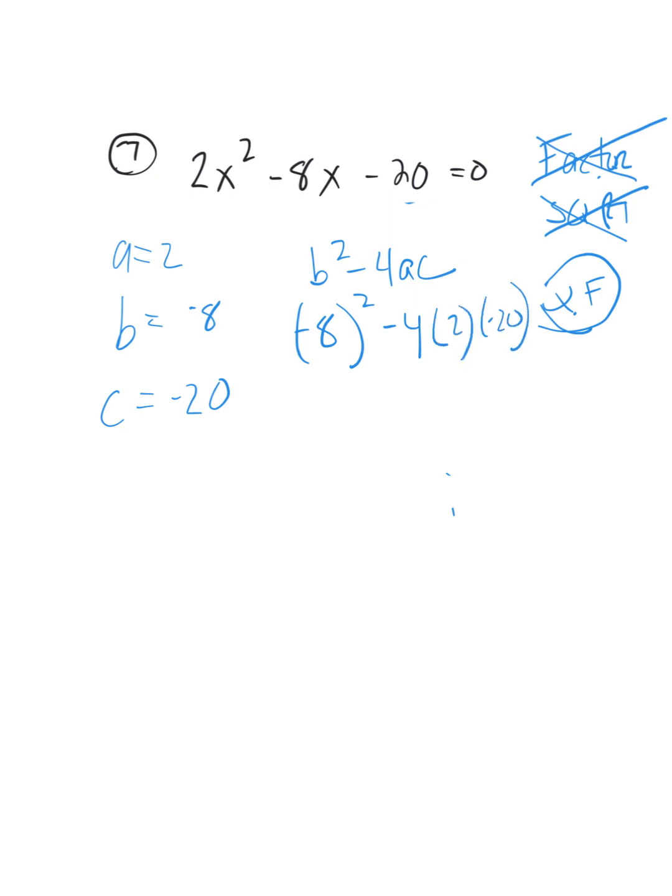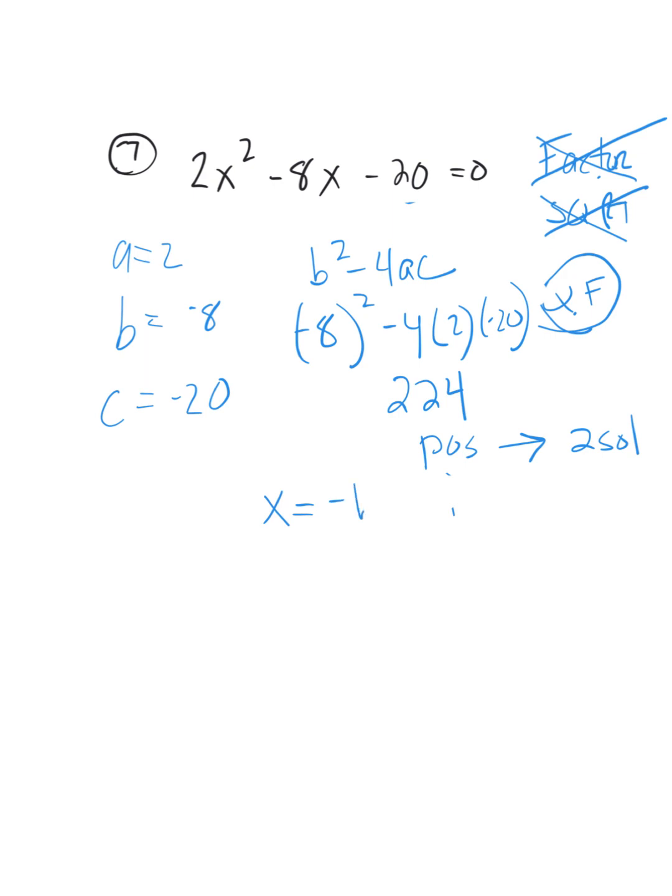So I'm typing into my calculator that this will be negative 8 squared minus 4 times 2 times a negative 20. And I get 224. And that positive number, since this is positive, it tells me keep going, that there are two solutions. And I now need to finish the quadratic formula to find that.